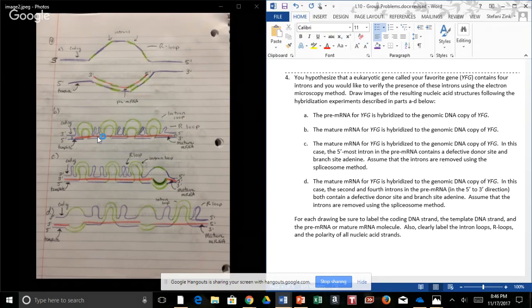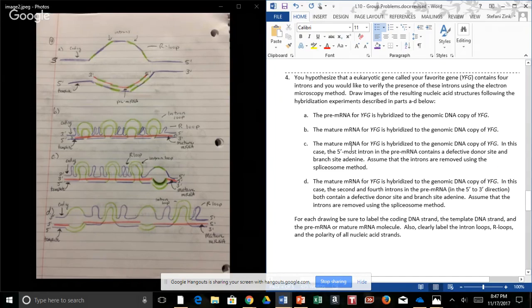So then in B, you have a mature mRNA that attaches to your template. And since it's mature, it doesn't have introns. So these intron sections loop out from where it's linking. And so those are your intron loops, and then you have your R loops, which is where the coding strand has nothing, so it's just kind of a free for all. That's pretty much a good way to describe it. It's just floating around.